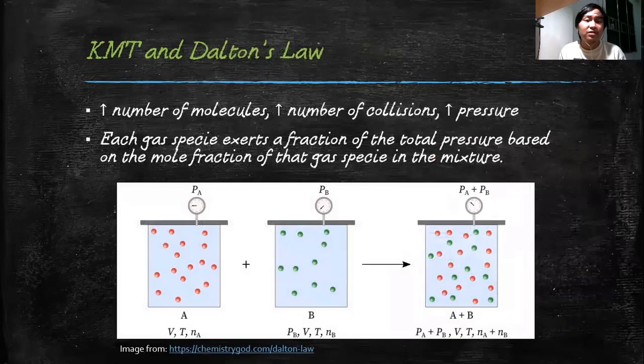How does it explain Dalton's law? So let's say we have a system containing gas B. If we add gas A, this container will contain more molecules. More molecules means more collisions, and more collisions would mean higher pressure. Therefore, we can say that each gas species exerts a fraction of the total pressure based on the mole fraction of that gas species in the mixture.